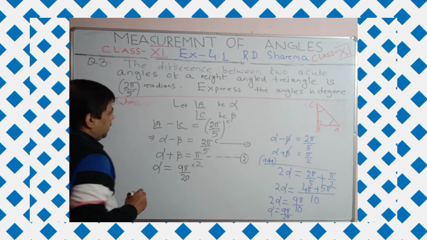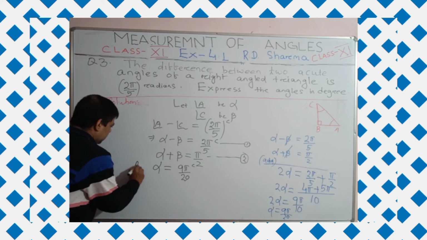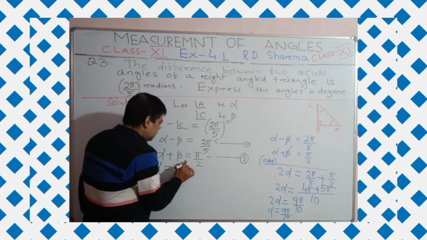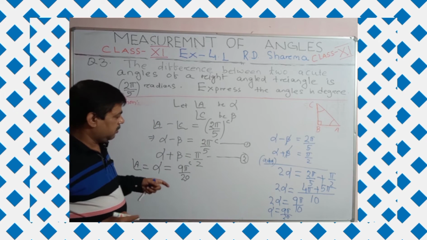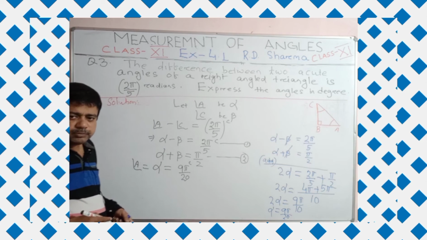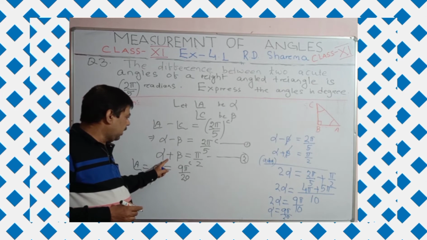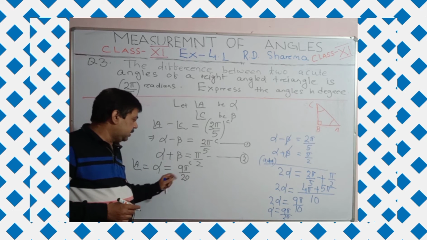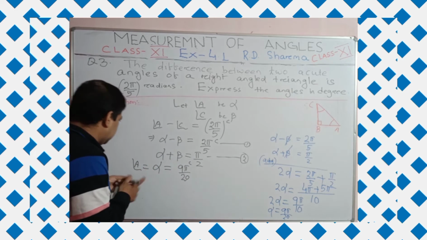And alpha means which angle? Angle A. Already we got one of the angles, angle A, 9 pi by 20 radian. Similarly, find out the other angle beta. You can use the value also. Alpha plus beta is pi by 2. Here alpha you got 9 pi by 20. So what is the value of beta?